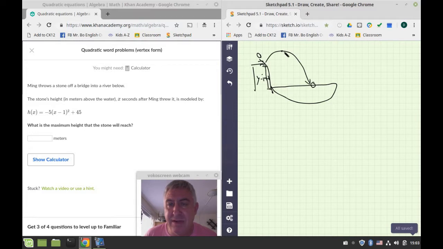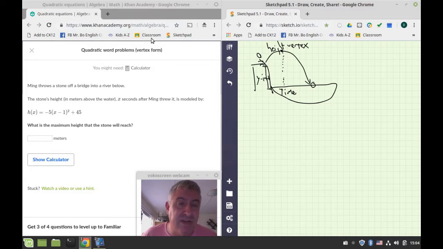And we have the vertex, and the vertex tells us both the time and the height when it's at its maximum. And the question here is, what is the maximum height that the stone will reach? So first we need to find the time that it's the highest, and then we will find the top, right?